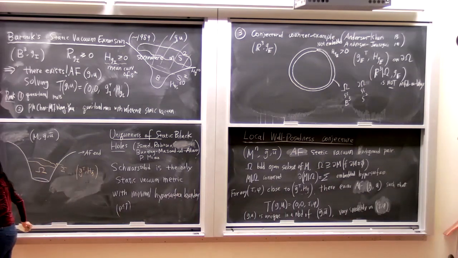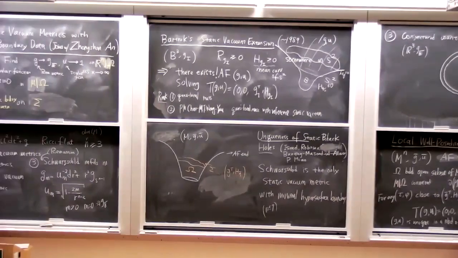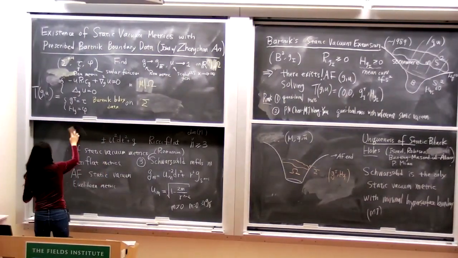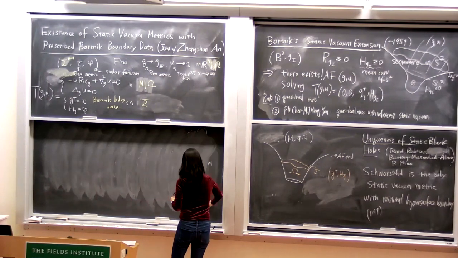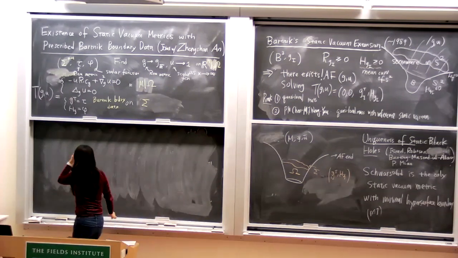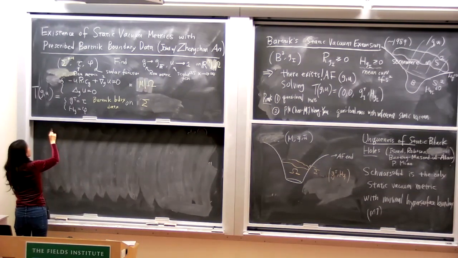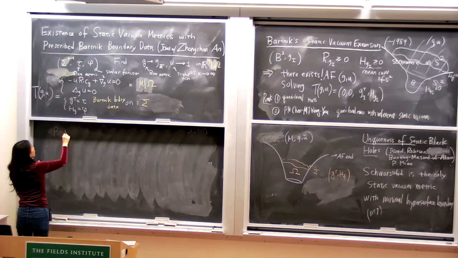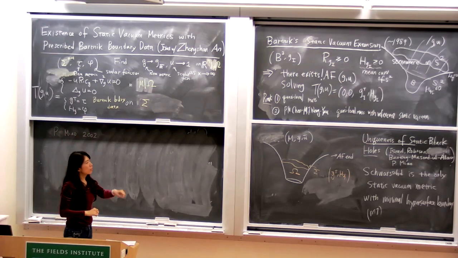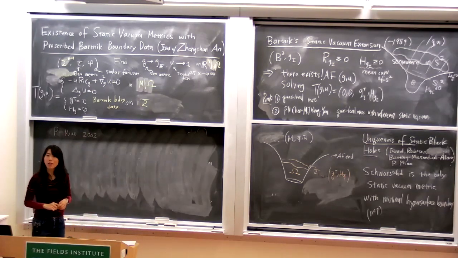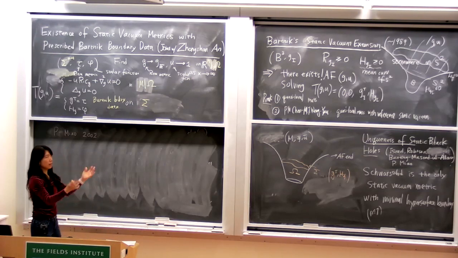Let me pause for any questions. Okay. So there are some results for this local well-posedness conjecture. One of the very first works is by Chen. He proved that this local well-posedness conjecture is true if the background is Euclidean and 3-dimensional, and the boundary is a round sphere.